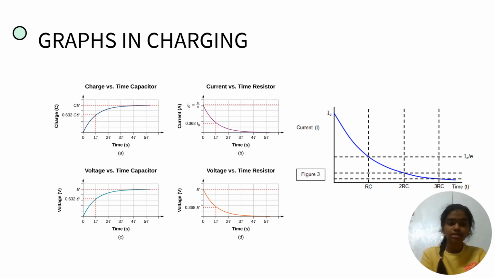So when we deal with graphs in charging, we see charge versus time in the capacitor. This is the capacitor and this is the resistor graphs. In the capacitor, there is an exponential increase in charge with increase in time. Even voltage has the same kind of graph because both have similar expressions. In current versus time in the resistor, there is an exponential decrease because the expression for current is different. And voltage versus time in the resistor is also decreasing.